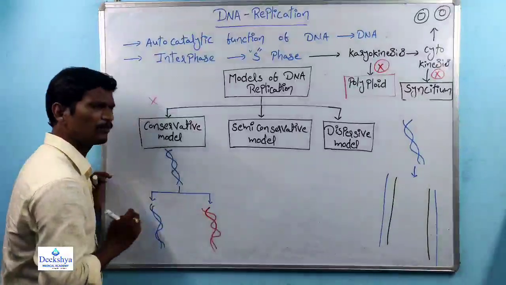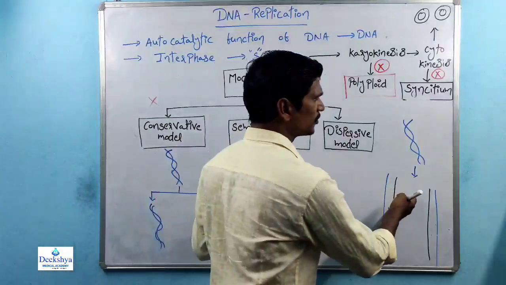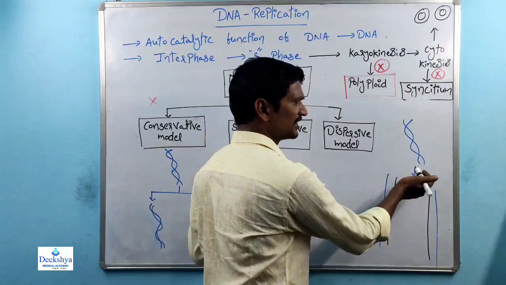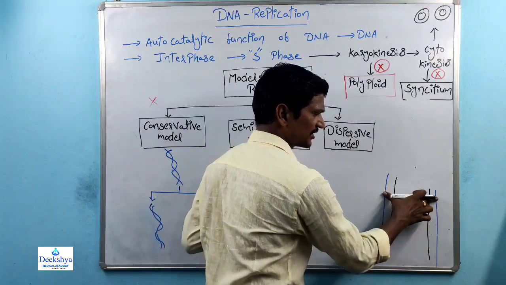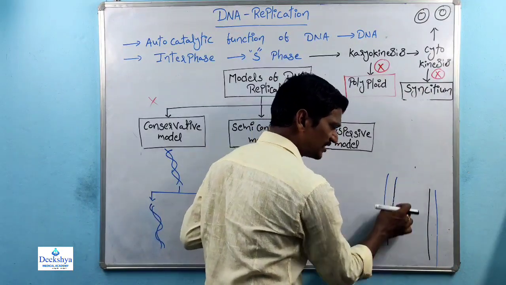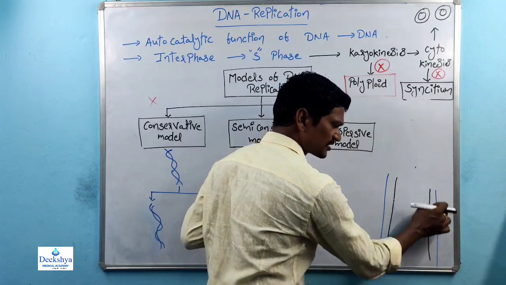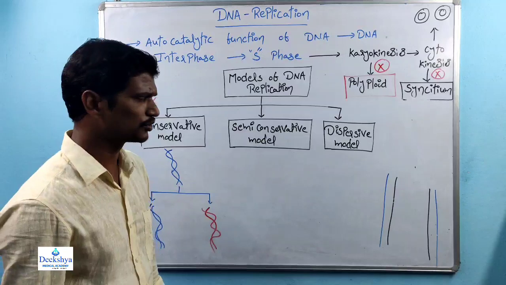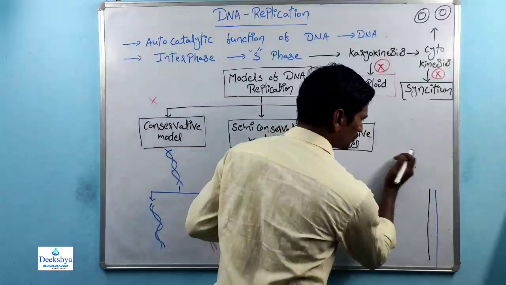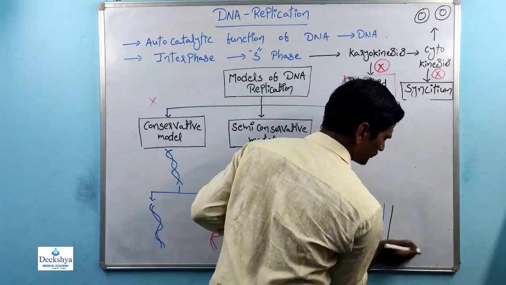This is not possible. But this one is possible, because once the two strands of the DNA are separated, the double helix structure is opened and another strand is newly synthesized. Here also another strand is newly synthesized. This one is possible, right? So that is about the DNA replication process.